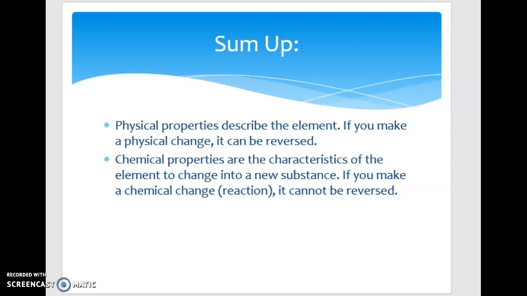Again, if you look at the periodic table, all of the metals have certain physical properties, all of the nonmetals have certain physical properties, and all of the metalloids have physical properties. And that's what helps us identify what type of element it is, whether it's a metal, a nonmetal, or a metalloid.